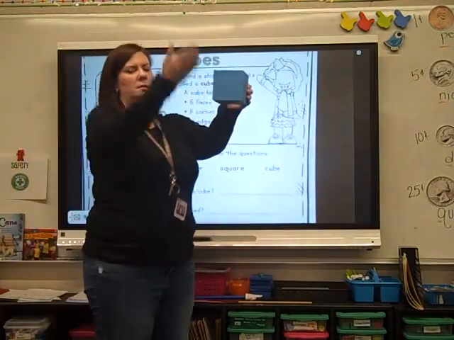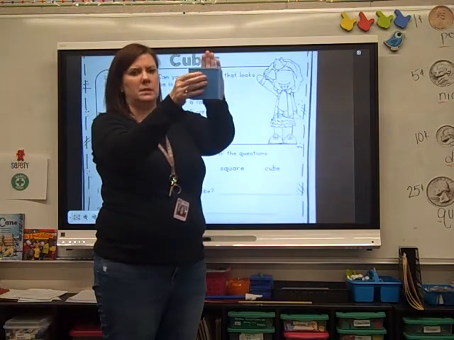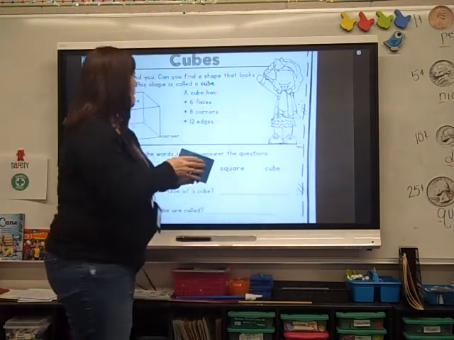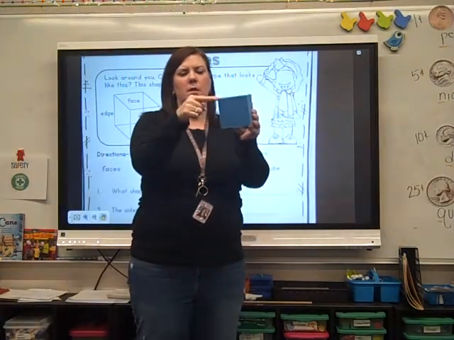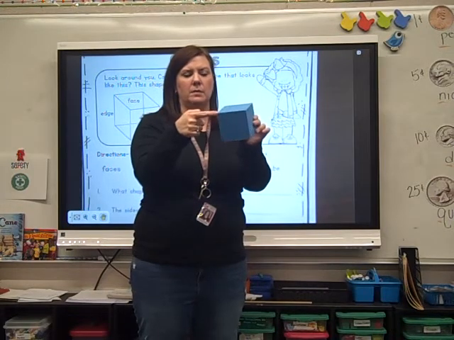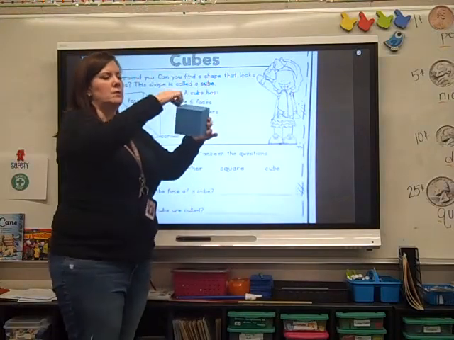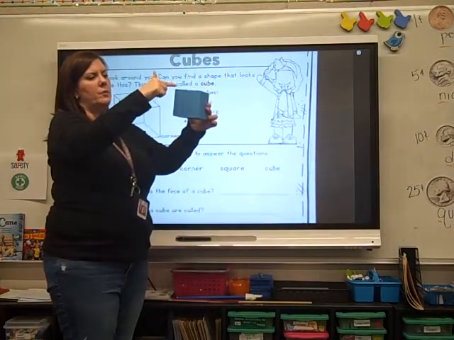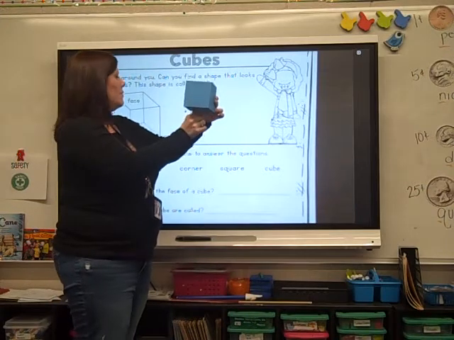Look, 1, 2, 3, 4, 5, 6. All right? Then these corners. Now the big 3rd grade word for those corners is vertice or vertex, okay? And there are 8 vertices or corners. Look, up here at the top, 1, 2, 3, 4. At the bottom, 1, 2, 3, 4.